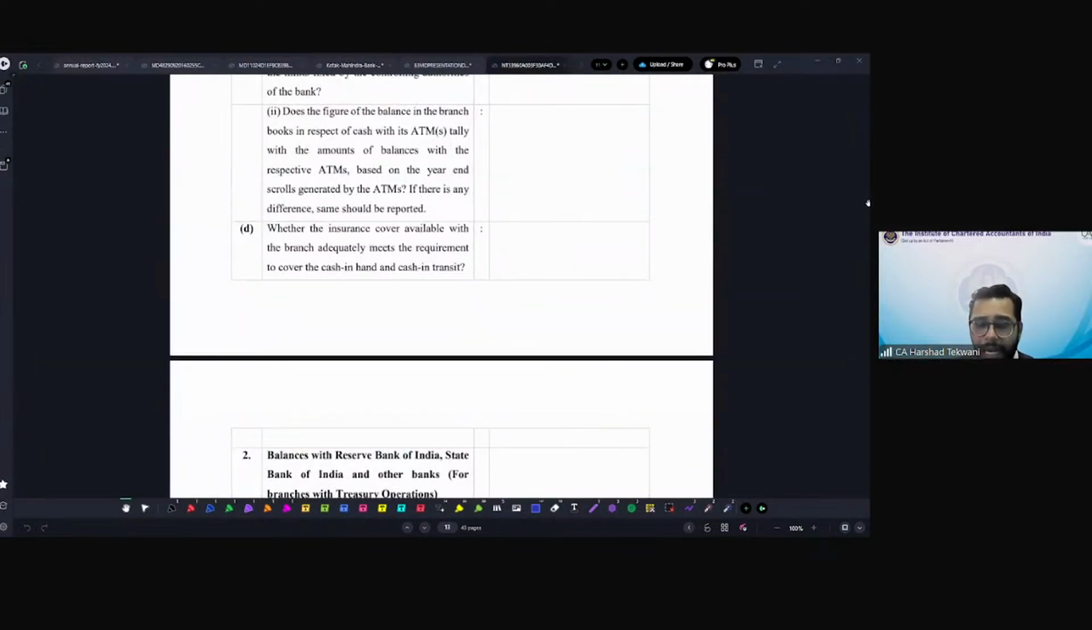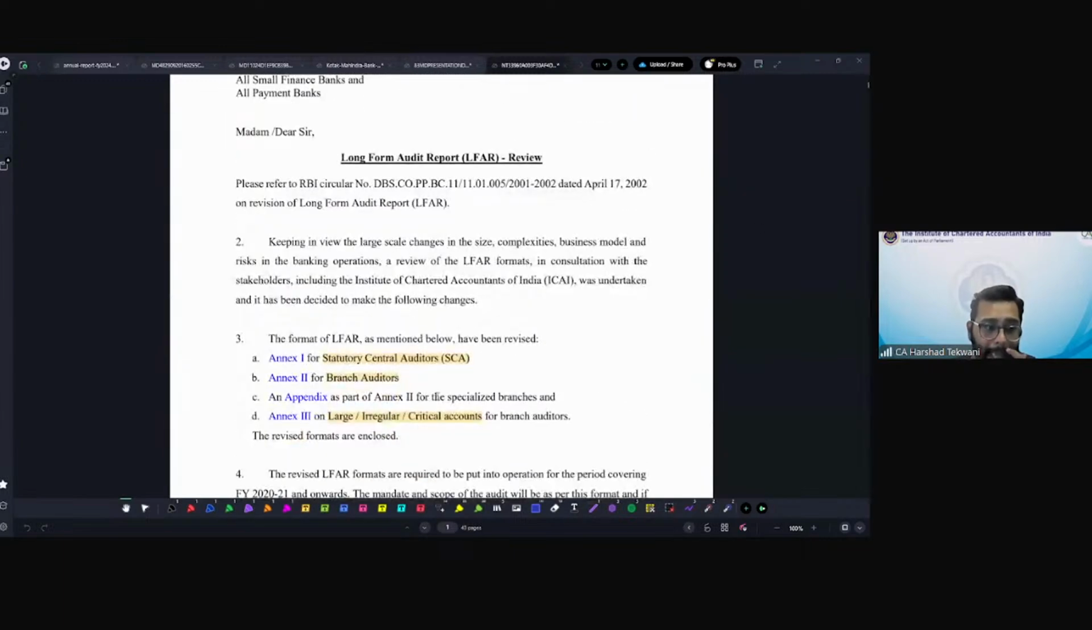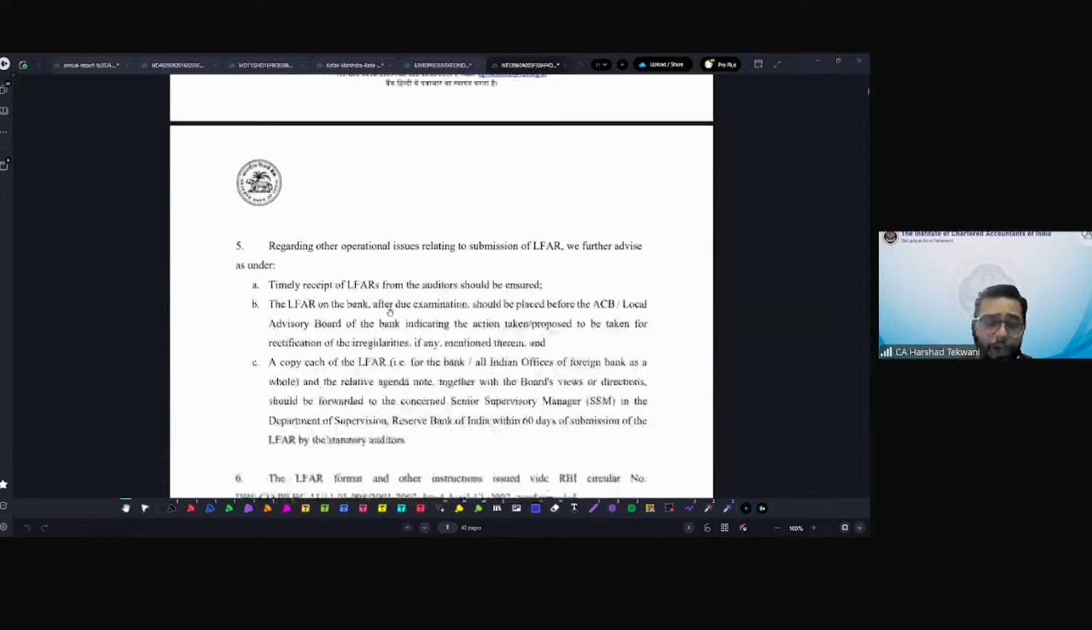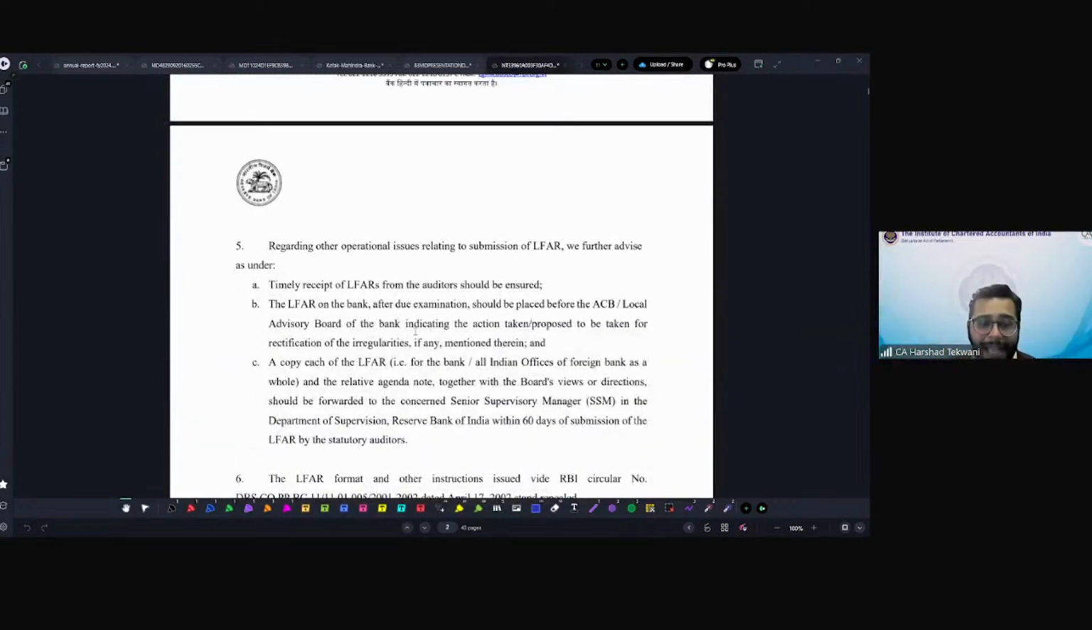I'll tell you how it works. When it comes to these long form audit reports, they are prepared by branch auditors and shared with the statutory central auditors. Then the statutory central auditors combine the branch audit reports and prepare their own report, the statutory central auditor report in annexure 1, based on the feedback they have received from the branches. On that basis, they report to the RBI and the supervisory board of the bank. So these are usually not available in the public domain.